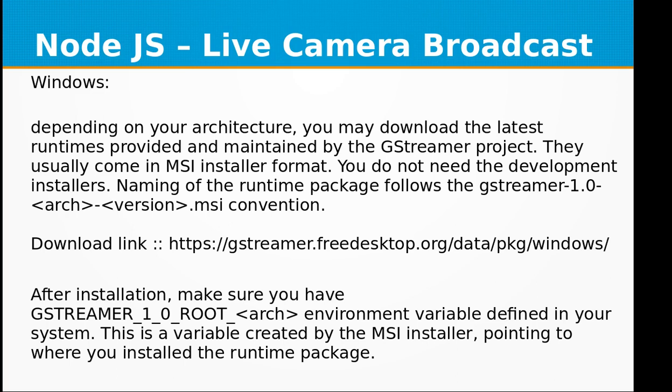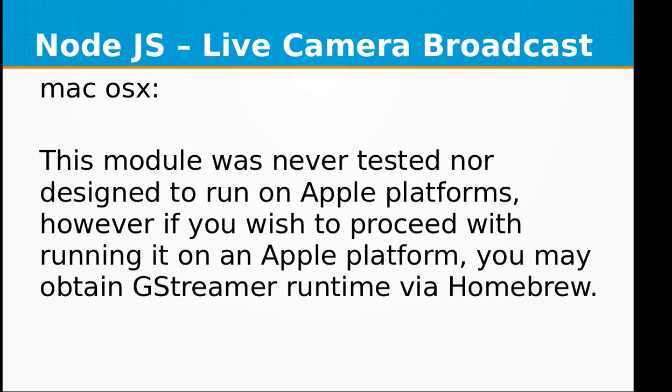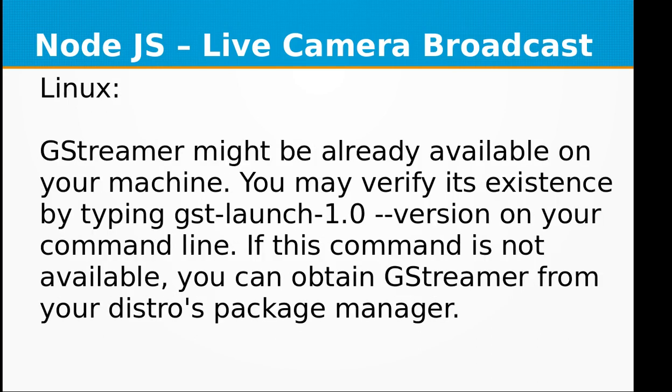After installation, make sure you have the GSTREAMER_1_0_ROOT_architecture environment variable defined in your system. This is a variable created by the MSI installer pointing to where you install the runtime package. For Mac OS, this module was never tested nor designed to run on Apple platforms. However, if you wish to proceed with running it on Apple platform, you may obtain GStreamer runtime via Homebrew.